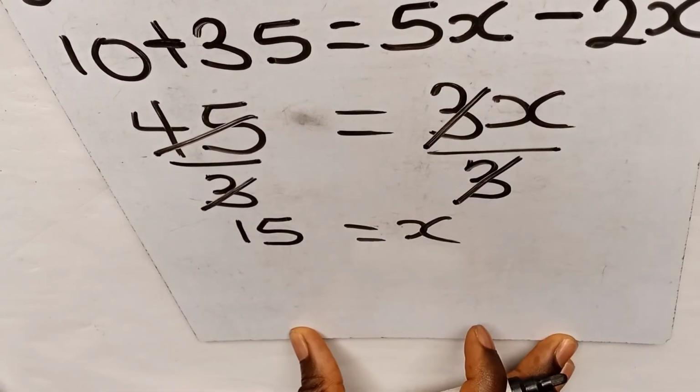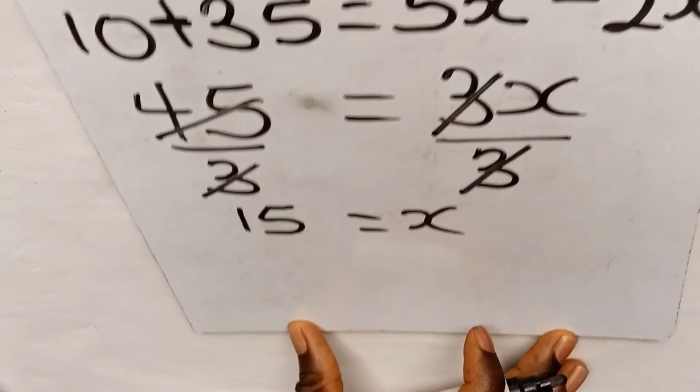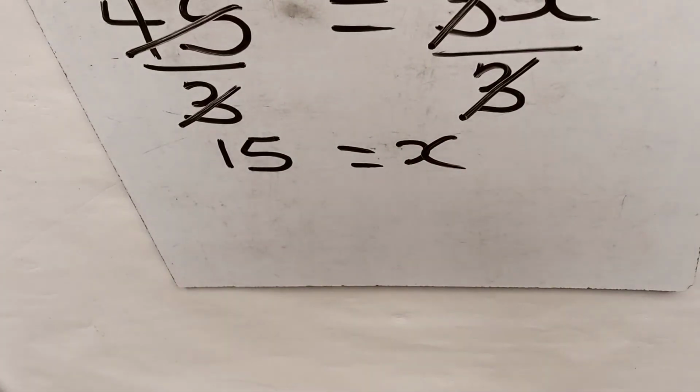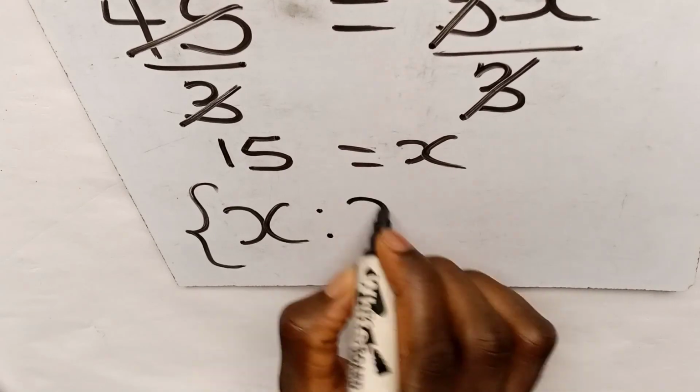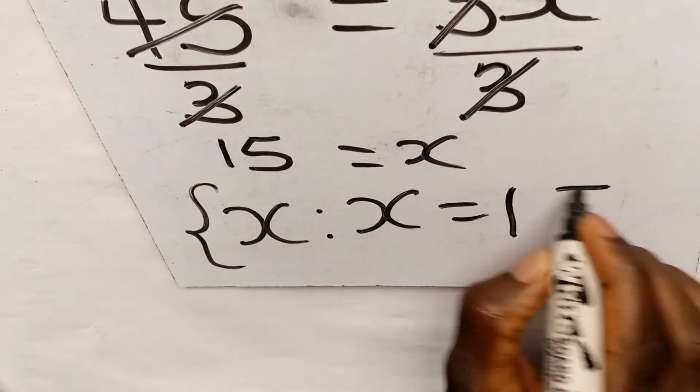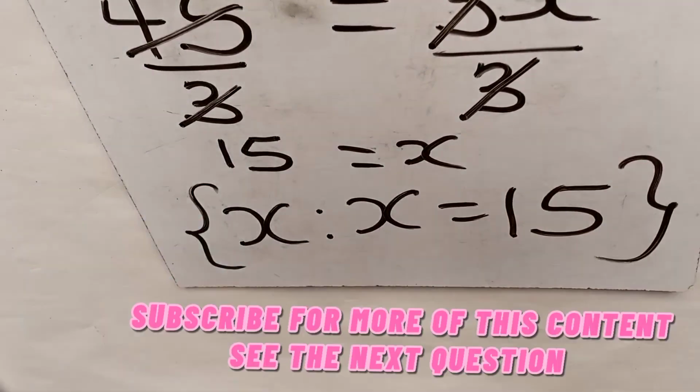Now this is not the answer. We are not done. The answer is to find the truth set. So let's find the truth set. And that one is x is equal to 15. So this becomes the answer.